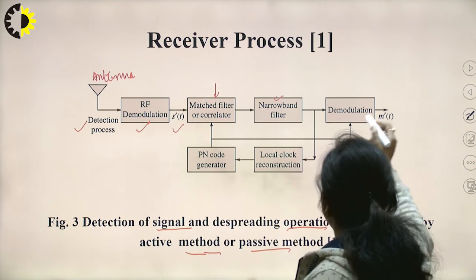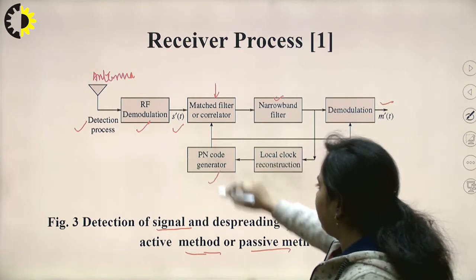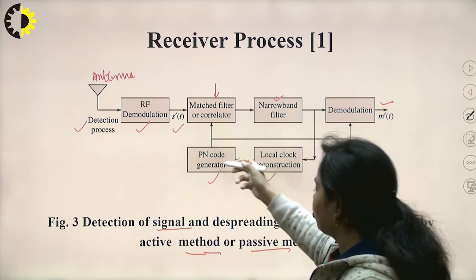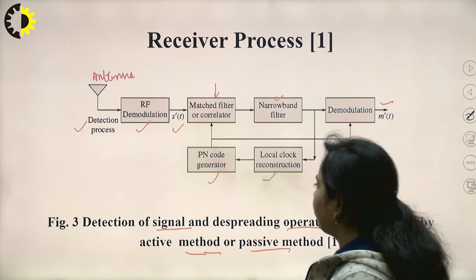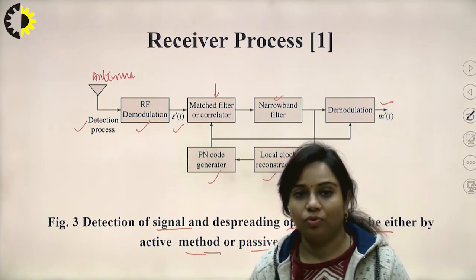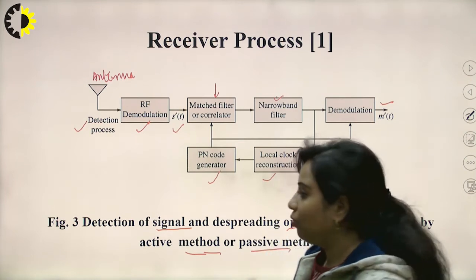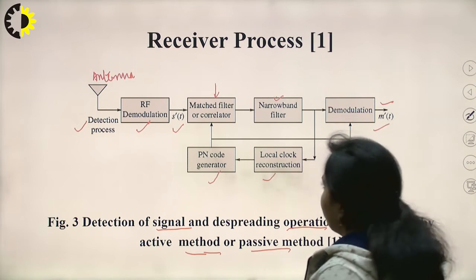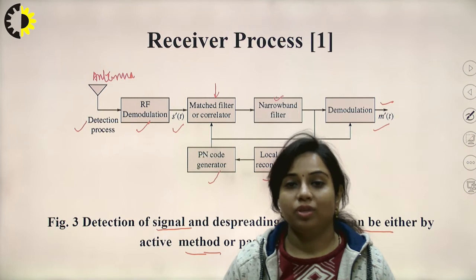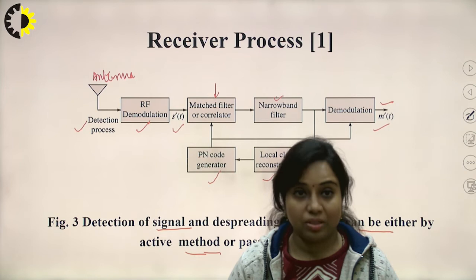Then the demodulation technique will be there. You can see that in the feedback there will be a PN code generator, and the local clock reconstruction will instruct this PN code generator what number of bits you have to make as an output. So, this is the PN code generator, and this will be the output. MT is nothing but the replica of the original signal that you have modulated at the receiver side. So, this is the receiver process.